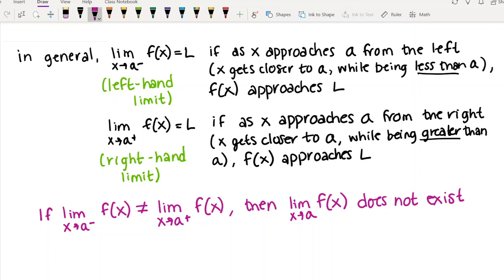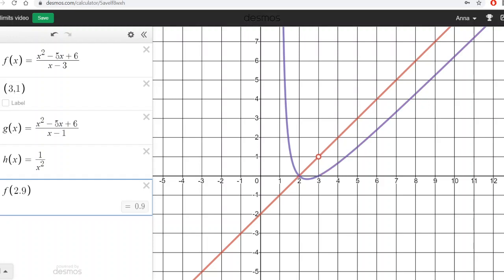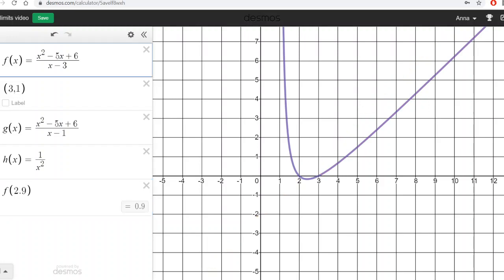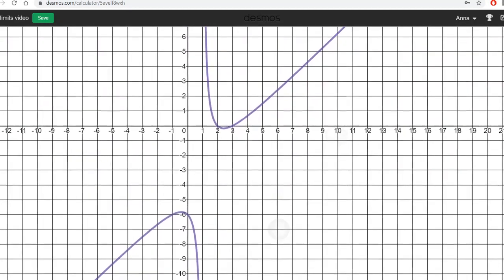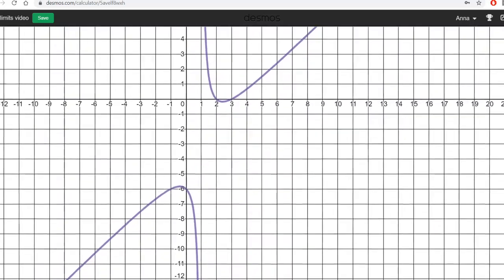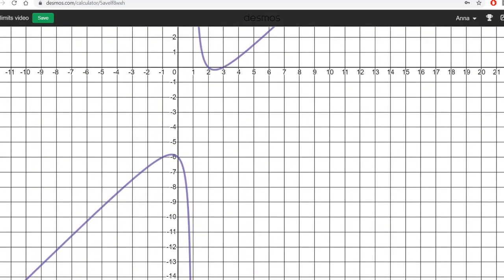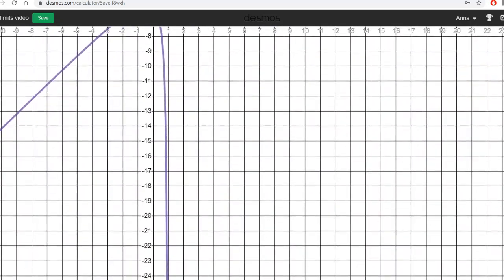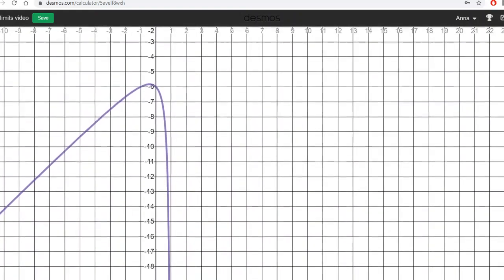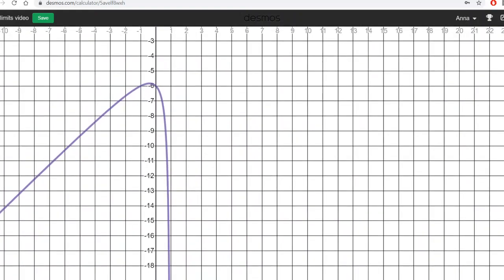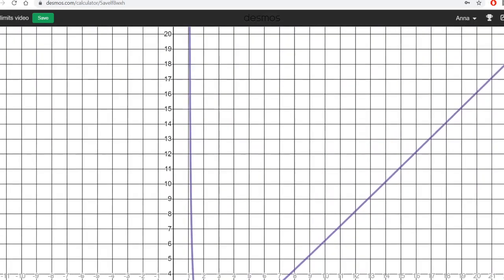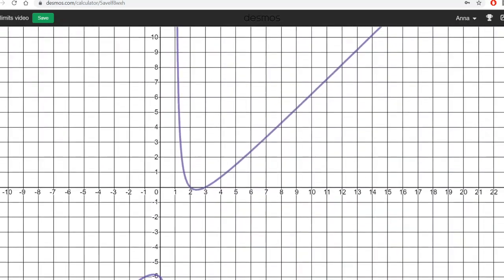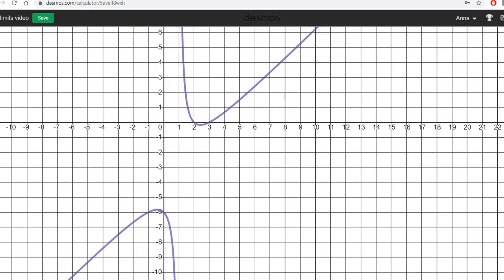Okay, I forgot to show you the graph for the second one, so let's look at that. The second example we did was x squared minus 5x plus 6 over x minus 1. We were looking at the limit as we approached 1. We saw that if you plugged in numbers just less than 1, the outputs got smaller and smaller. That's what causes a vertical asymptote where it goes down and down on the left side. And when we plugged in numbers just a little bit above 1, we got higher and higher output values, so the function has a vertical asymptote that goes up on the right side of 1.